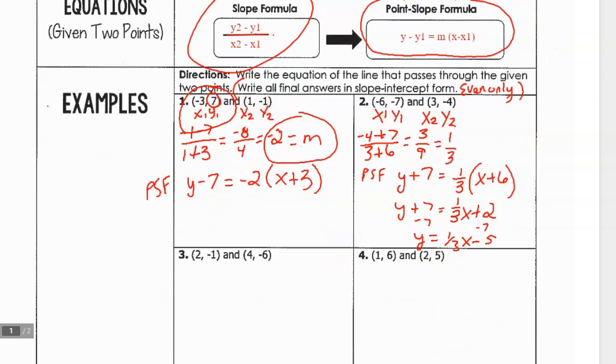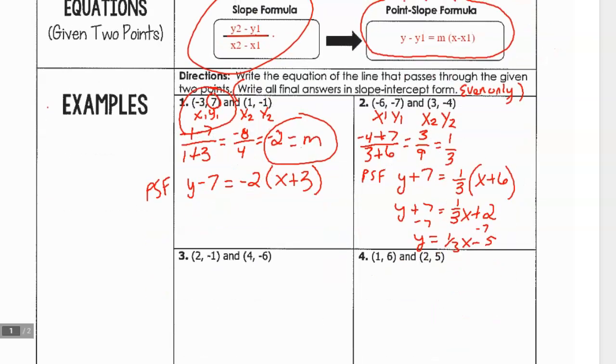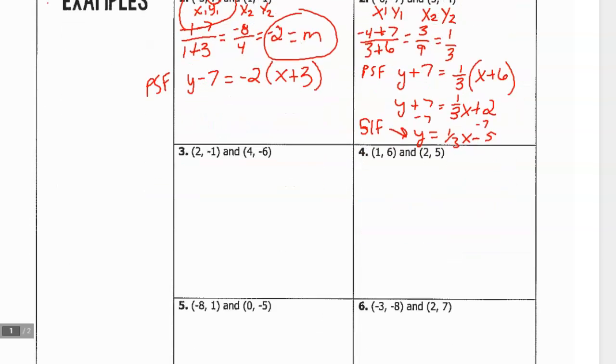I will point out that you can do either of these. Even though this is labeled x2, y2, we can use any point on the line. So even if I would have used 3, -4 in my point slope form equation, I would have gotten the same answer when I switched it back to slope intercept form. Remember on the evens up here it says write all final answers in slope intercept form. That's what we're doing there. All right, 2 more and then I'll stop.